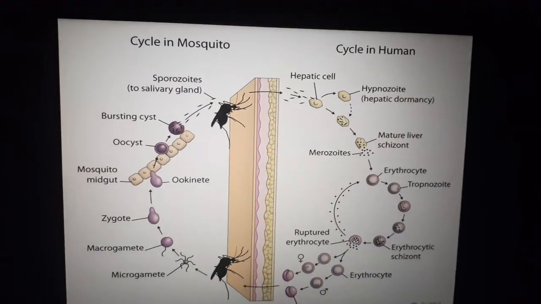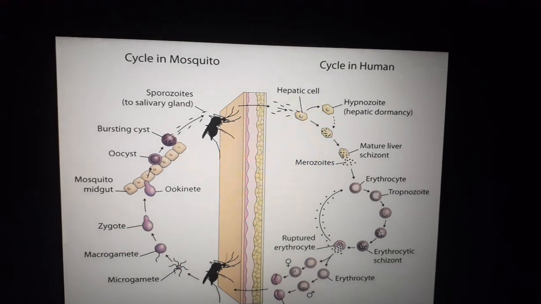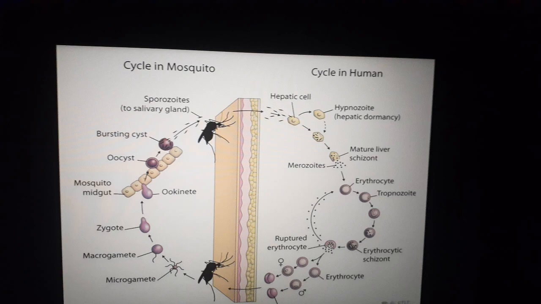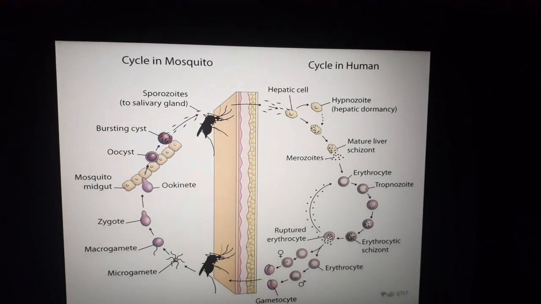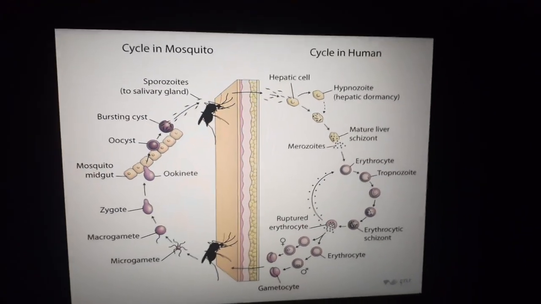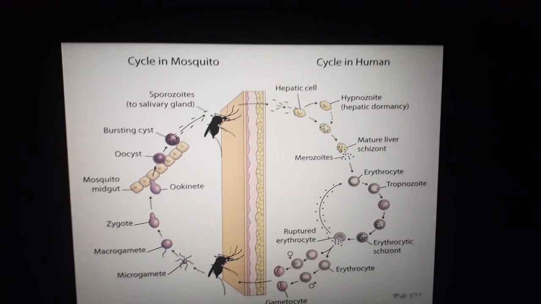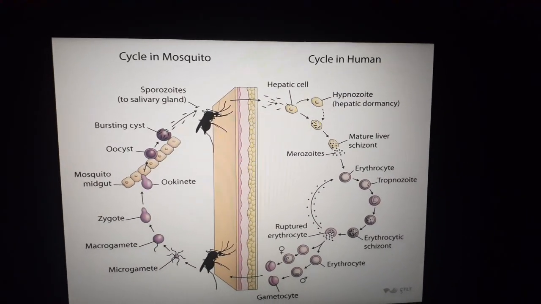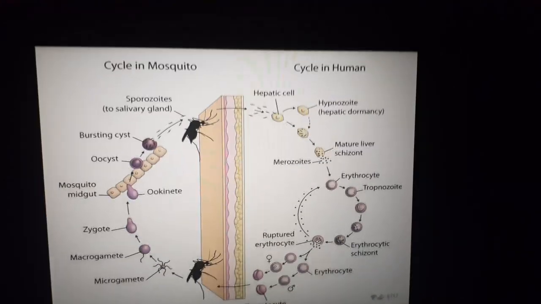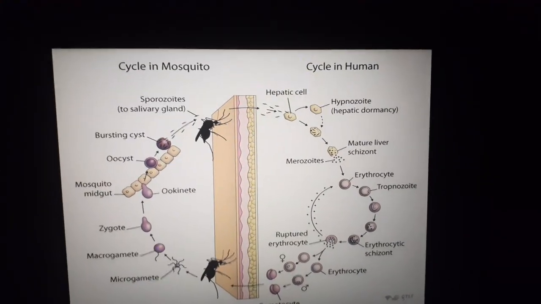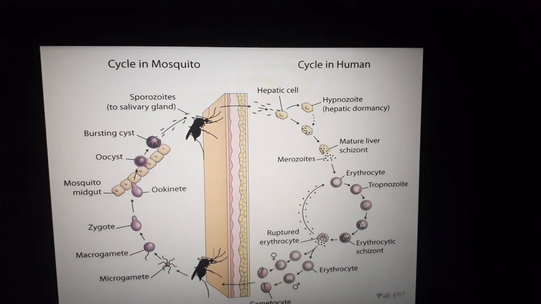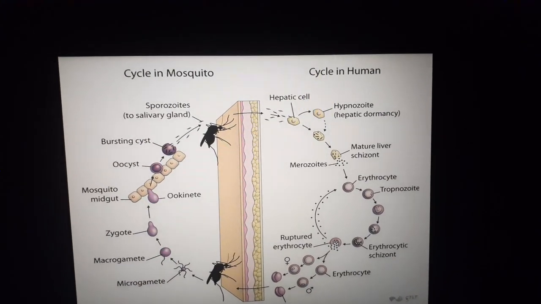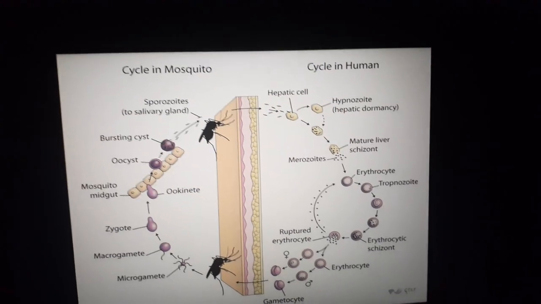So you can see in this diagram that the life cycle of Plasmodia consists of two phases, one part in humans and the second part in the mosquito. The asexual replication occurs in humans while the sexual cycle is completed in the female Anopheles mosquito. Sporozoites are the infective stages for humans, and these are released from the salivary glands of the female Anopheles mosquito into the human body.